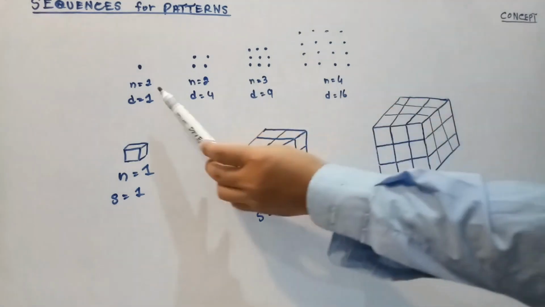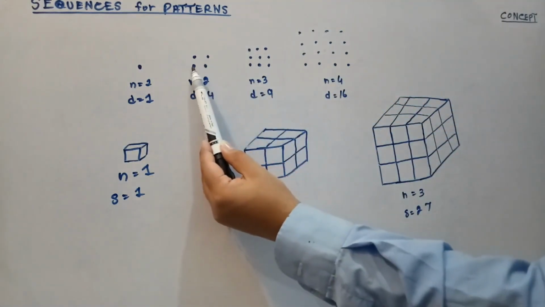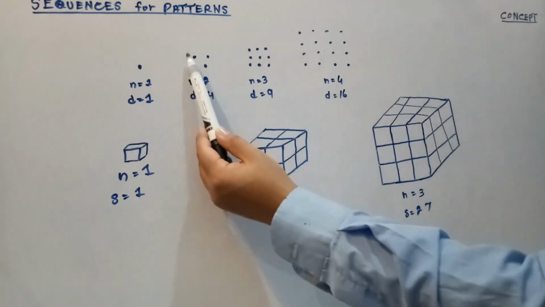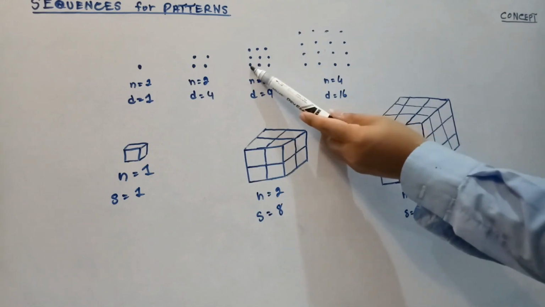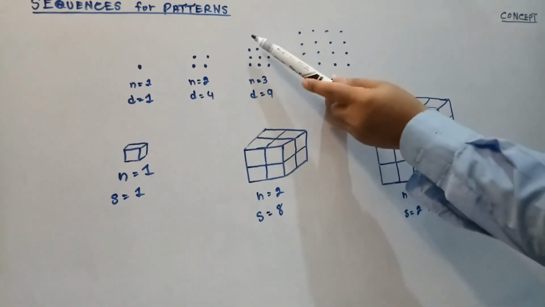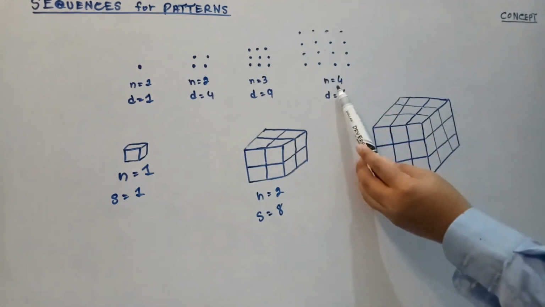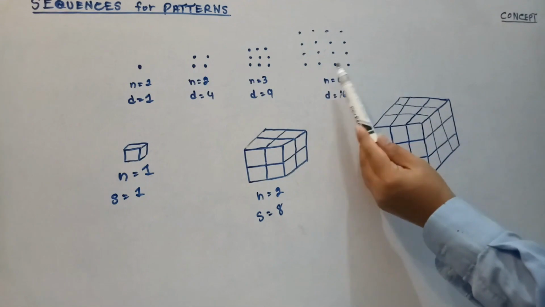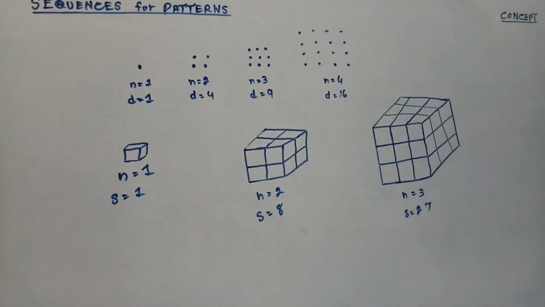We can say in the first pattern we have only one dot, and then in the second pattern you can see one is increased from here and also here. Okay, so now it is a square. Similarly, 3 dots are present horizontally and 3 dots are present vertically in the form of a square. Similarly, in the fourth pattern we have 4 dots horizontally, 4 dots vertically, and it is present in a square.